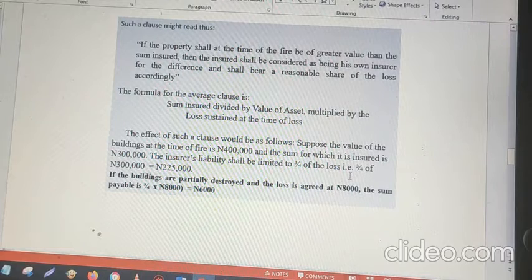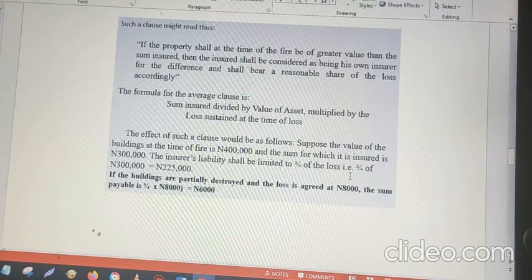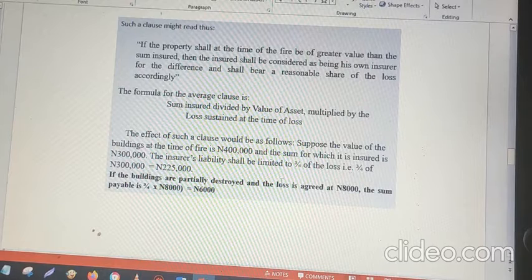The effect of such a clause would be as follows: suppose the value of the building at the time of fire is N40,000 and the sum for which it is insured is N30,000. The insurer's liability shall be limited to 3/4 of the loss, i.e. 3/4 of N30,000 is equal to N22,500. If the building is partially destroyed and the loss is agreed at N800, the sum payable is 3/4 x N800, which is equal to N600.